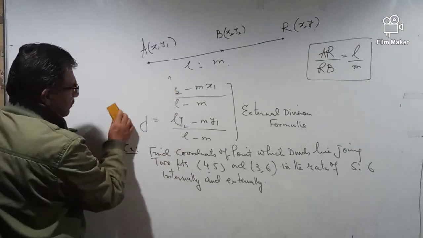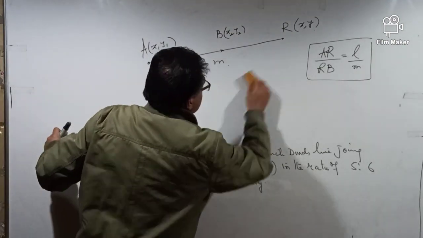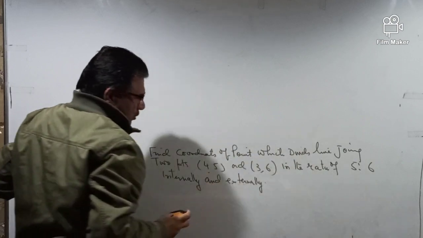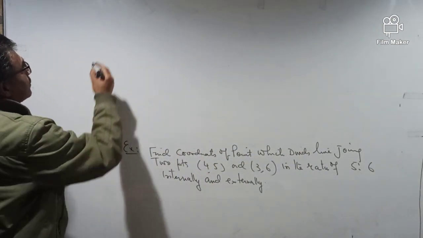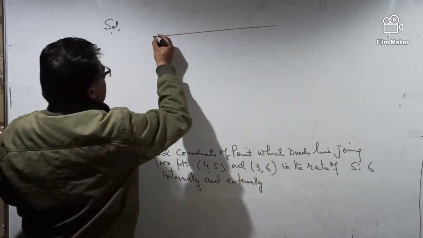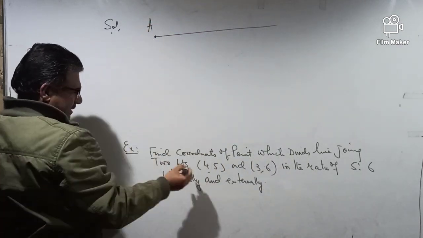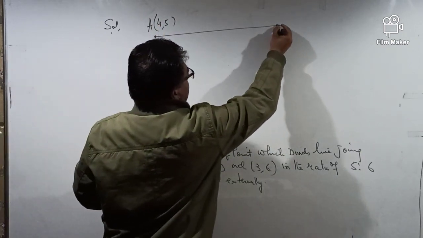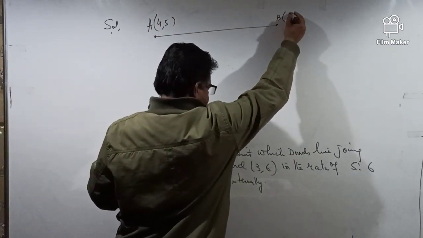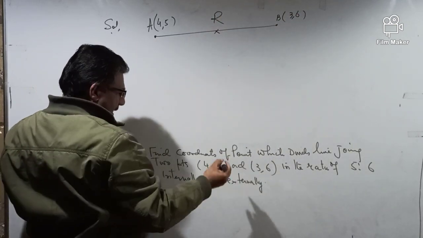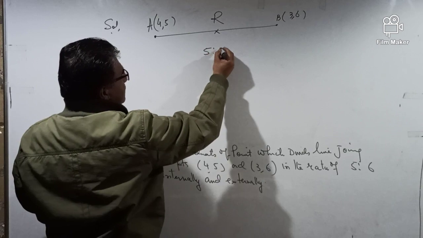Now, I will come to the solution of this question. See, the solution is, you take a line. Let us say this is the first point, 4, 5. Then here you have another point B. Let us say this point is 3 and 6. Now there is the point R in between, and that divides it in the ratio of 5 is to 6.